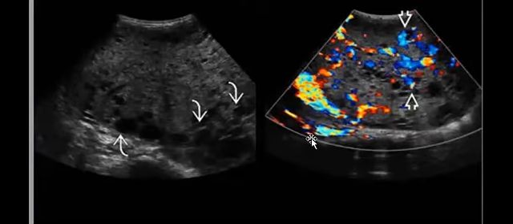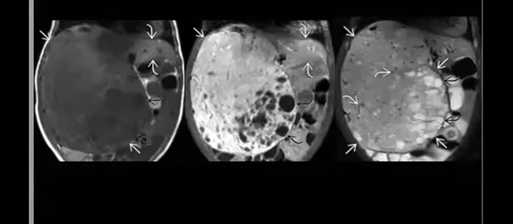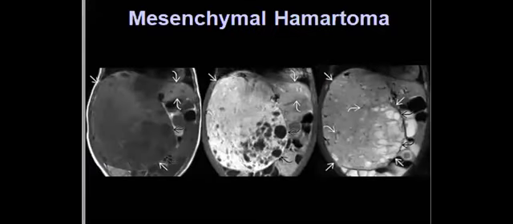Yeah, perfect. So this is what is called hamartoma. Color Doppler demonstrates prominent vascular flow in the mass. And if I show you the MRI, this is what is called mesenchymal hamartoma. Can you describe it in the MRI?